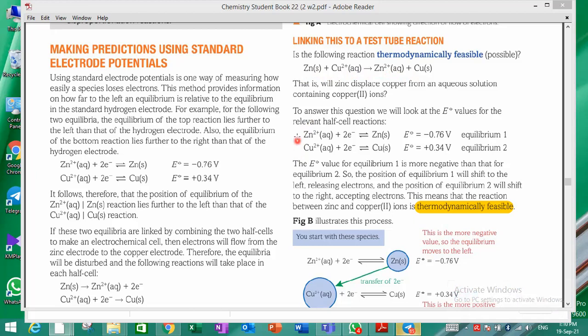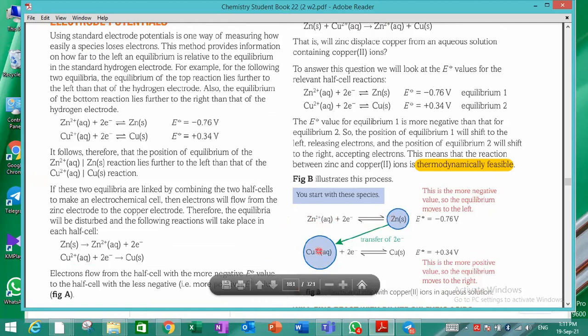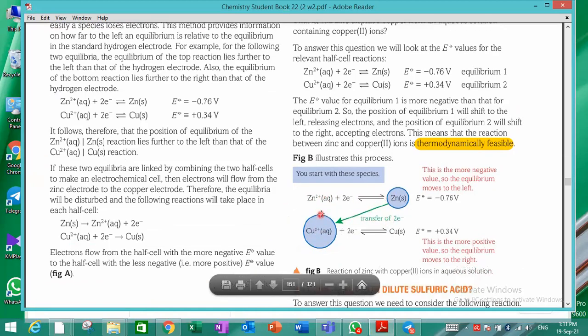We have these two half cells: zinc ions plus 2 electrons gives zinc metal, and copper ions plus 2 electrons gives copper metal. And of course, from the data booklet, we will see that the E node value for the zinc ions zinc electrode is a negative value, and that of copper ions plus 2 electrons gives copper is a positive value. What we are going to do is place these two half cell equations, the one that has the more negative value first and then the other.